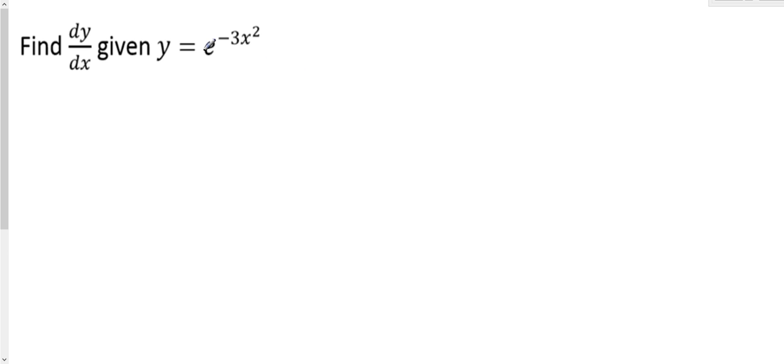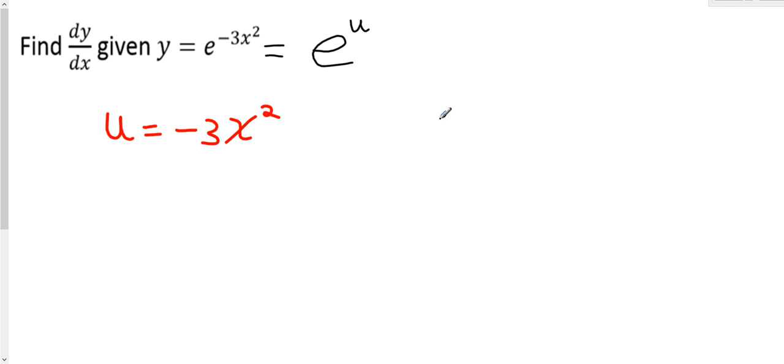All right. Let's look at this example here. In this example here, I have a composition where my inside function, u, is actually the exponent. I have an exponential. So u is equal to negative 3x squared. So what this is, then, is equal to e to the power of u.